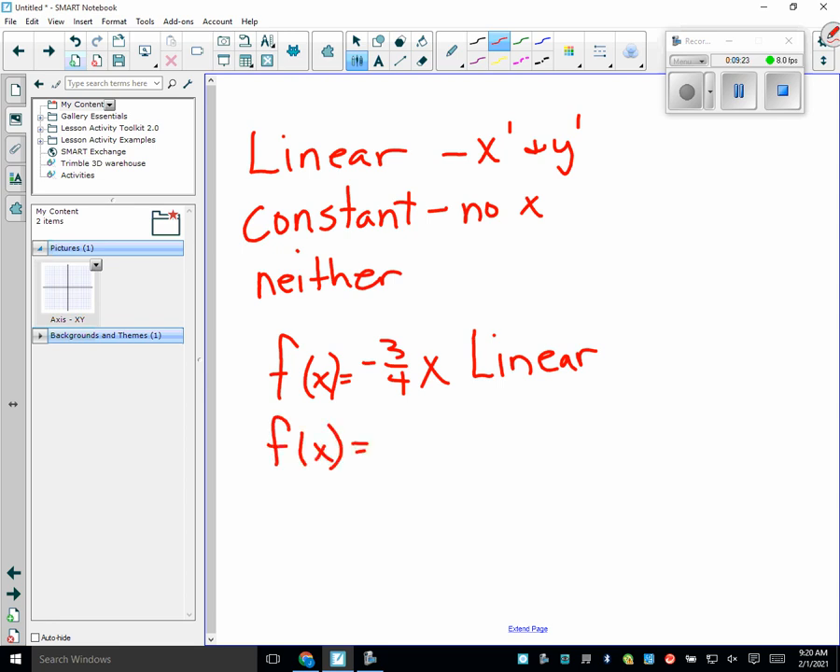What about this function? Constant. Constant. What about this function?